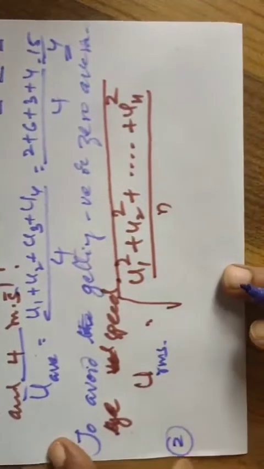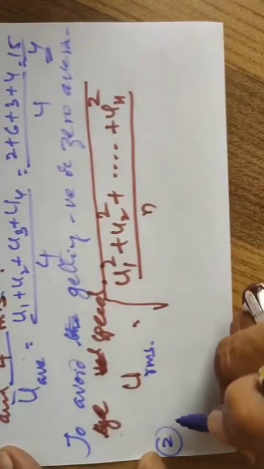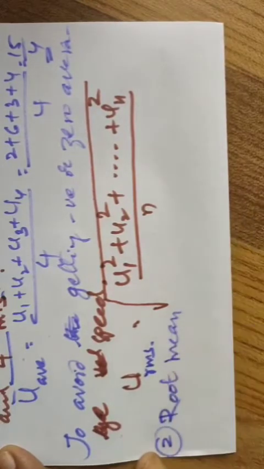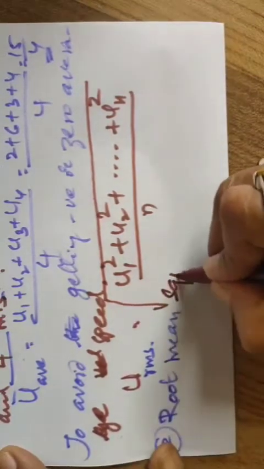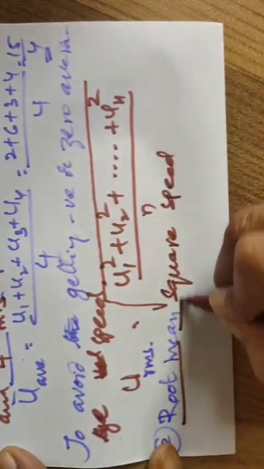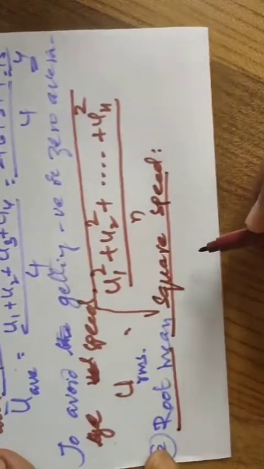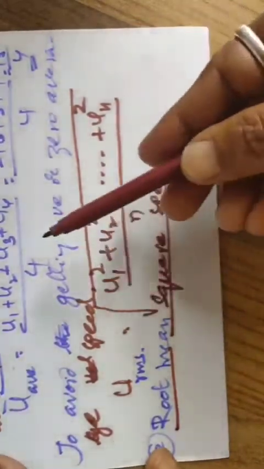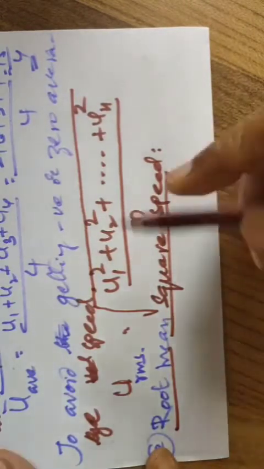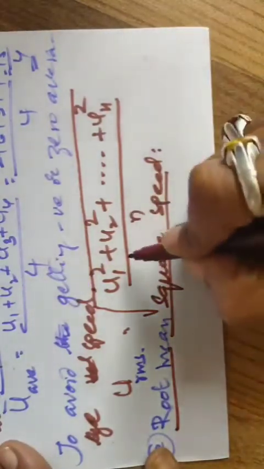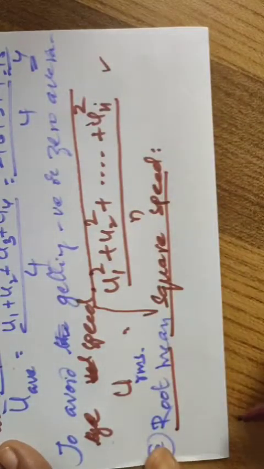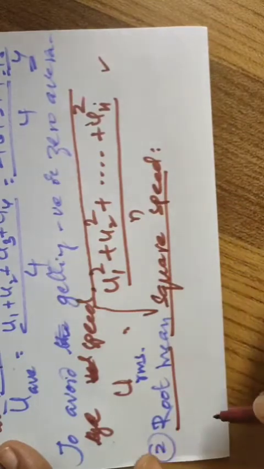How do we take this velocity? It is the root mean square speed, as it gives more reliable information when compared to average velocity. So root mean square speed is given by URMS, and it is calculated by using the above formula. That much only we have to take.